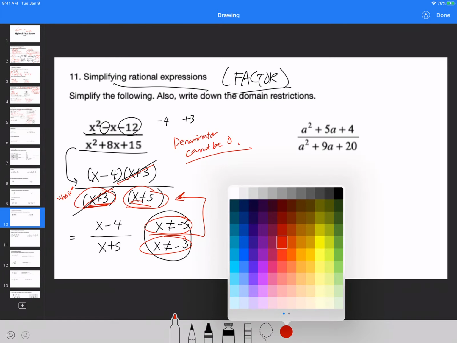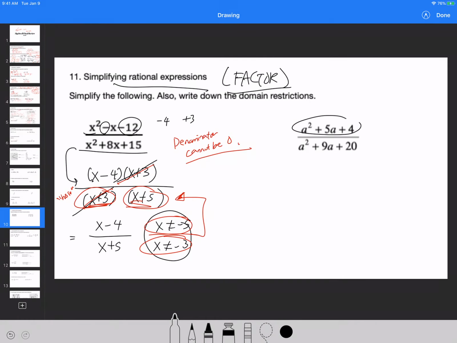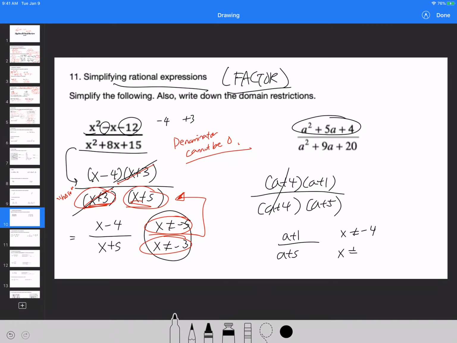All right, next question. a squared plus 5a plus 4 should be a plus 4 times a plus 1. The denominator should say a plus 4 times a plus 5. These two should cancel out. My simplified version is a plus 1 over a plus 5, with the domain restriction that a can't be negative 4 and can't be negative 5, coming from the denominator of that.